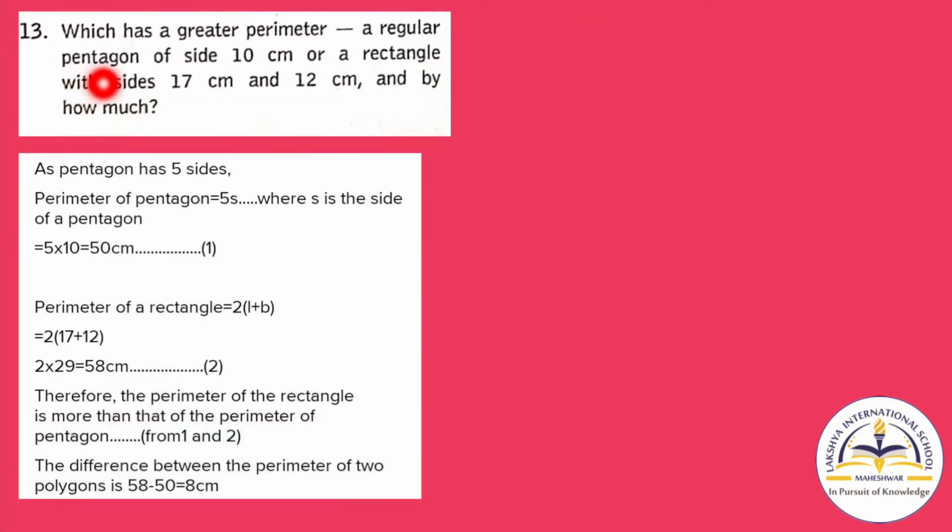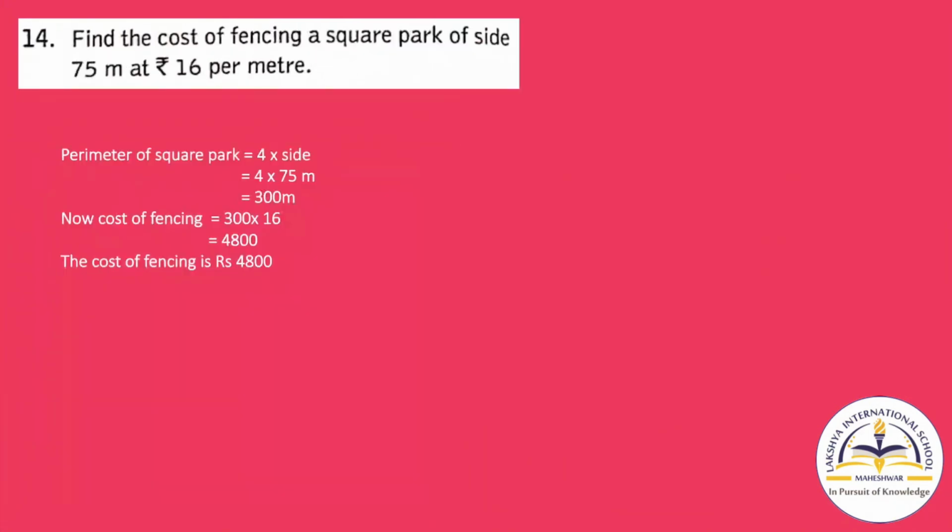Now question number 13. Which has greater perimeter? A regular pentagon of side 10 centimeter or a rectangle with side 17 centimeter and 12 centimeter, and by how much? So we know the pentagon has 5 sides, it means perimeter of pentagon equals 5 into side. So 5 into 10, because side is given, that is 10 centimeter, it means 50 centimeter. Now we have to find out the perimeter of rectangle for these values 17 and 12, that will be 58 centimeter. Now you can see we have to find out the difference. So 58 minus 50, it means 8 centimeter, that will be the difference.